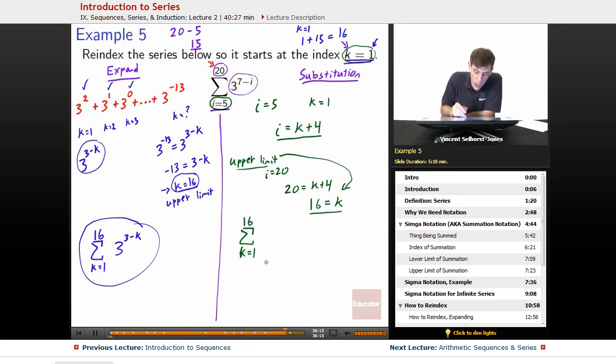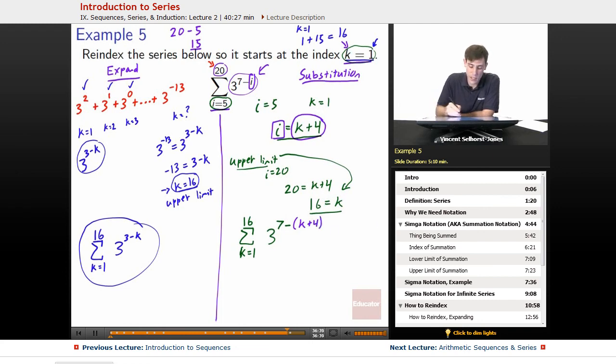k equals 1 is our index and lower limit. So it's going to be the same thing we started with, 3 to the 7 minus i. But we're not going to use i, we're going to use i equals k plus 4, right? So we're going to swap out this i here for k plus 4. So we substitute that in, and we've got k plus 4.